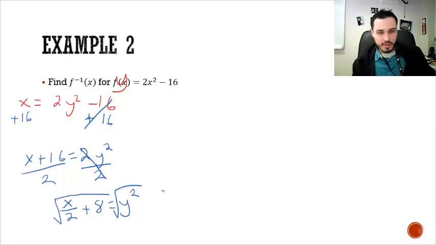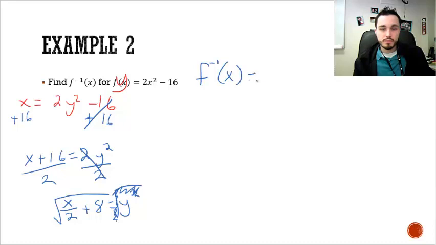Alright. So I've correctly solved for y here. Then that means that my inverse function is the square root of x over 2 plus 8. Well, now once again, I'm going to take just what's inside the square root and then make that greater than or equal to 0.